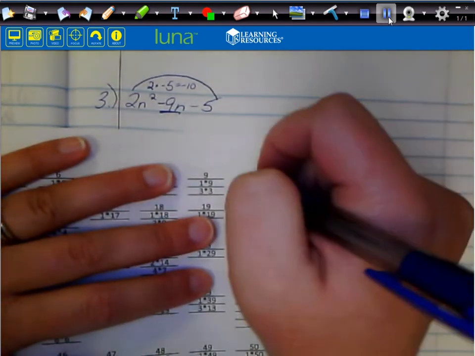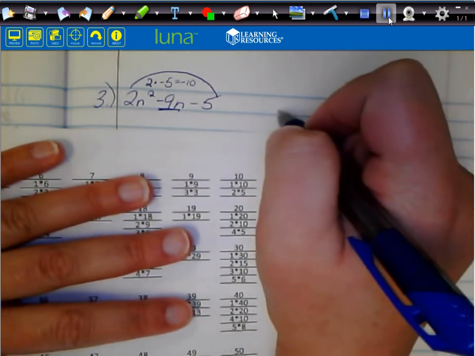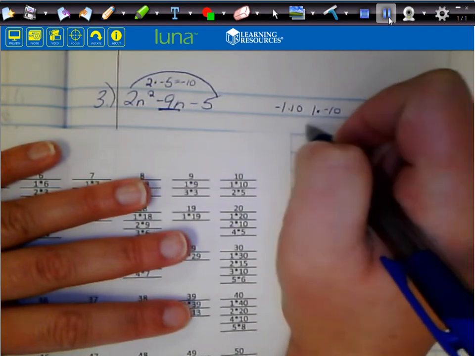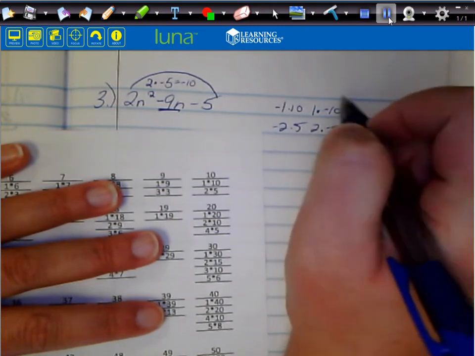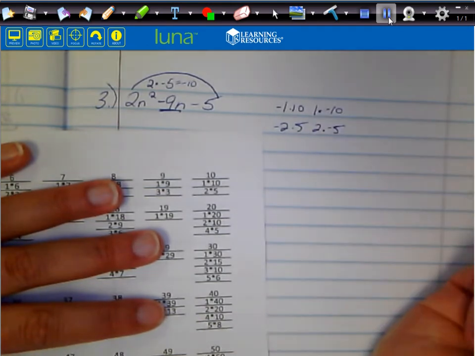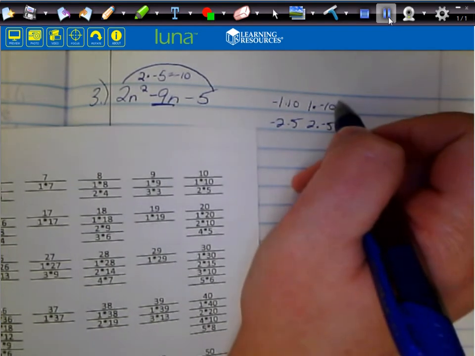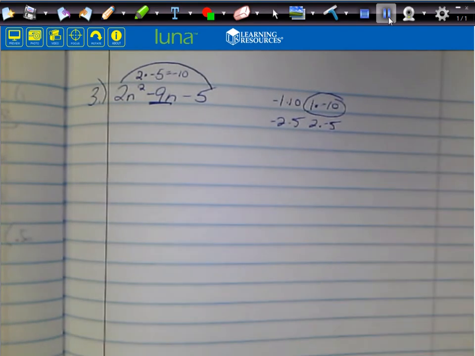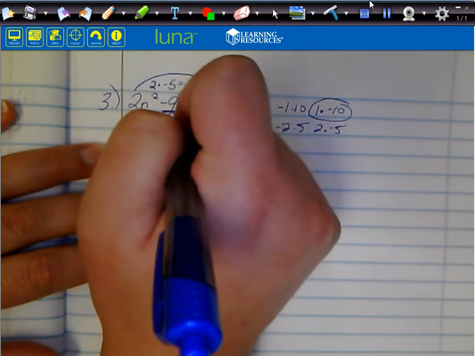Here on my factor sheet, and I would suggest that you write this out on your paper, we could say negative 1 and 10, 1 and negative 10, negative 2 and 5, or 2 and negative 5. I do that because it's a negative 10, and in order to multiply to a negative, one has to be negative and one has to be positive. Looking at these options for my 10, I can see that 1 and negative 10 will add to a negative 9, because 1 plus negative 10 gives me a negative 9, so that's what I'm going to split this into.